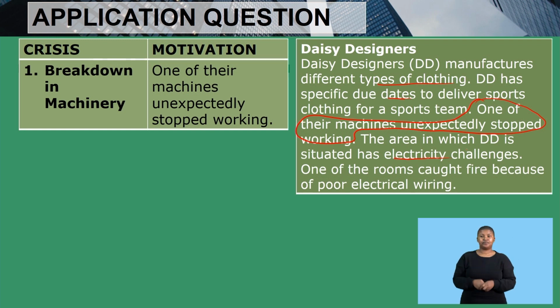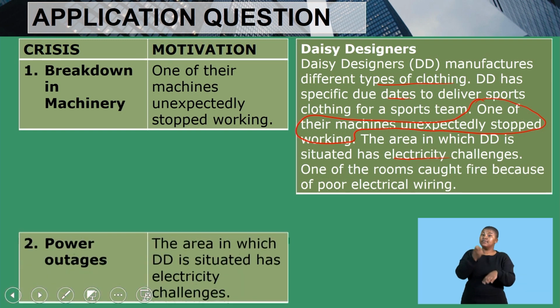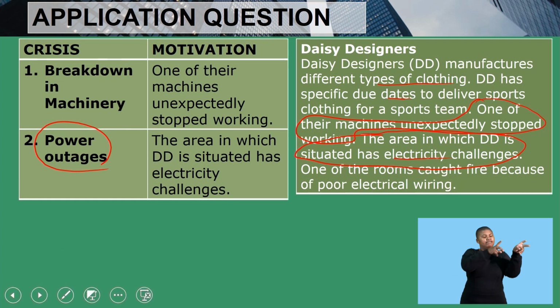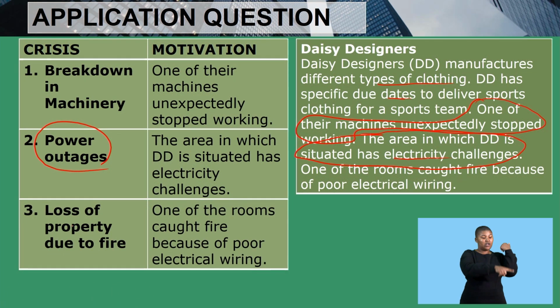Then when we look at the second one, it says the area in which DD is situated has electricity challenges. Now, obviously, this is an example of crisis. So we are going to define this as a power outage. As we are motivating, remember, we are going to take the statement as it appears. Now, the last cause of crisis would be a loss of property due to fire, because the statement is saying that one of the rooms caught fire because of poor electrical wiring.